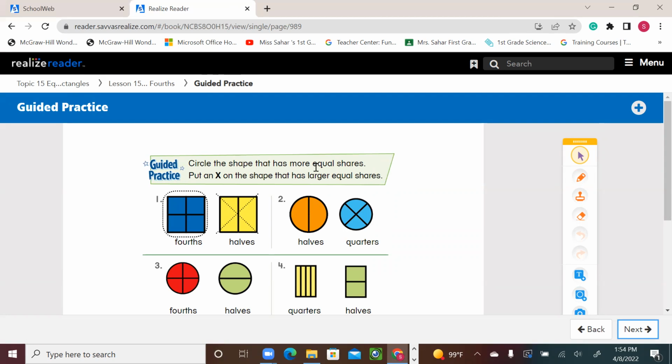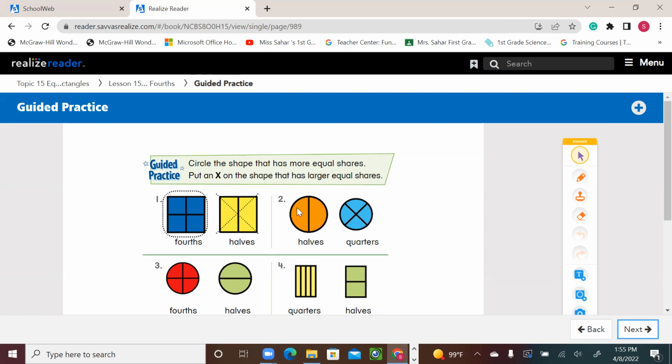Circle the shape that has more equal shares. Put an X on the shape that has larger equal shares. So I have a square divided into 4 equal parts, 4 equal shares, or fourths. So that's the one I'm going to circle because it has more equal shares. The next one, the yellow square, has larger equal shares. So that's the one we're going to put an X on.